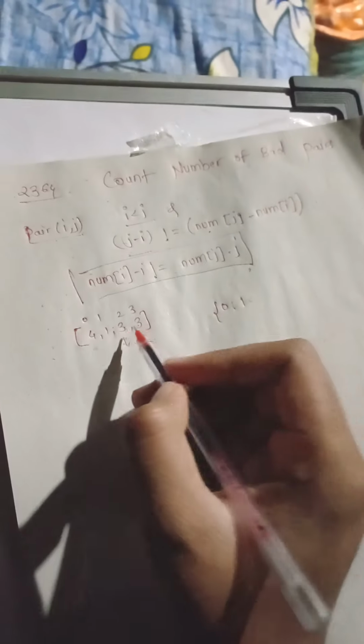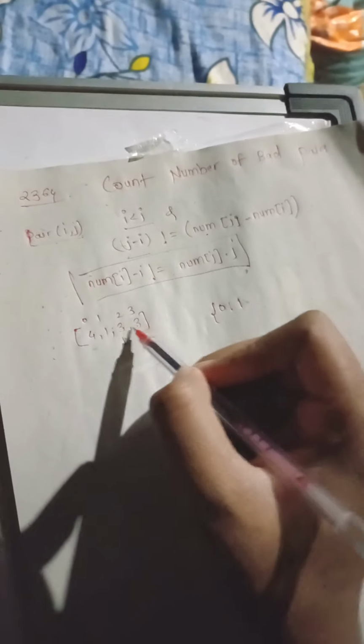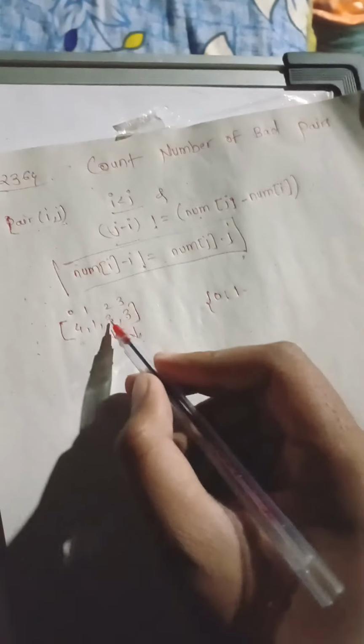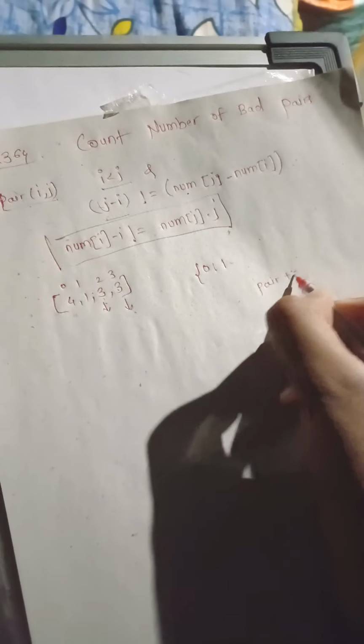So I will check how many pairs I can form using this element with a further element whose difference should not be equal to this one. I can see one element is there further, so I can find one pair. I will just say pairs plus equals 1, right? And I found a difference of 1 one time.